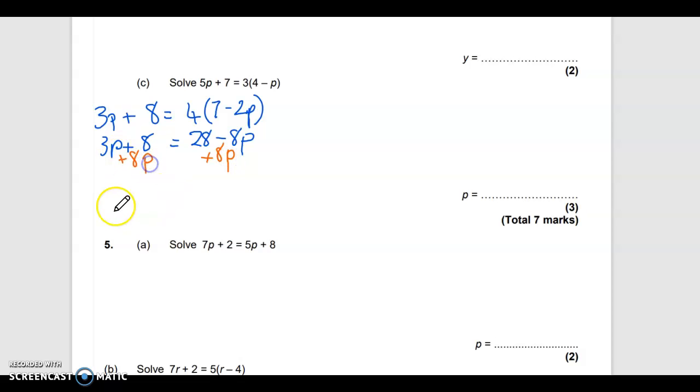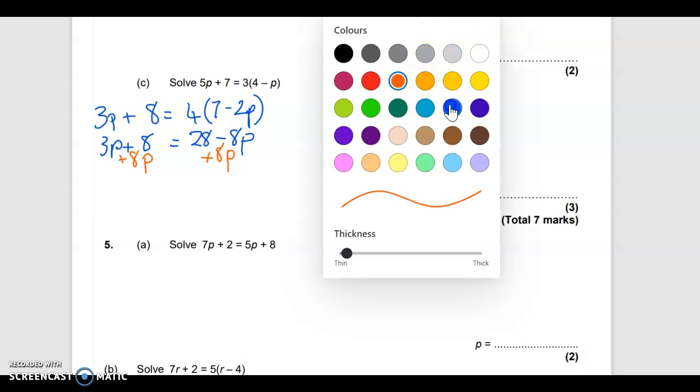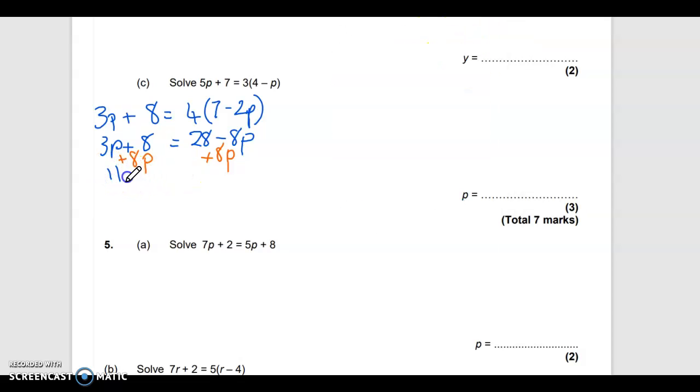Okay. So I end up with, as we say, 11p this side plus the 8. And this equals 28, it's not affected, and then this cancels out, we've got nothing left. And now it's similar to the ones we've done before in part 1, where we've got 1p one side.